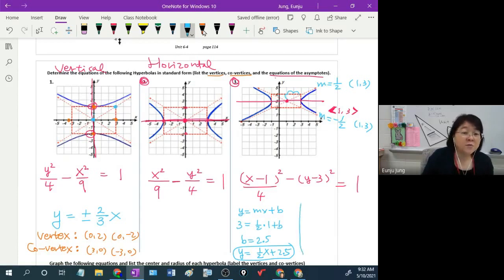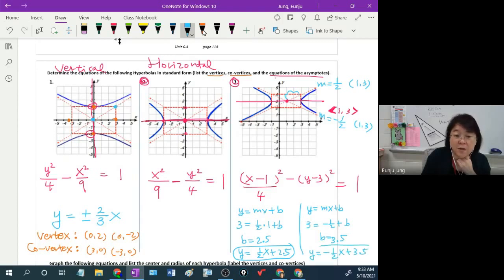And the other one, you can do the same way. On the y equals mx plus b form, you plug this position, (1, 3), and this negative slope. So let's plug in and let's calculate it. So plus b, so b will be add 0.5, so that will be 3.5, right? So the other equation is with the negative slope plus 3.5 here. So we have two asymptotes.